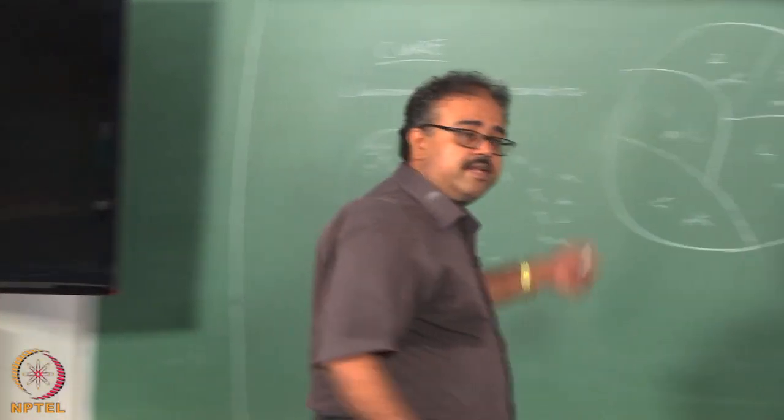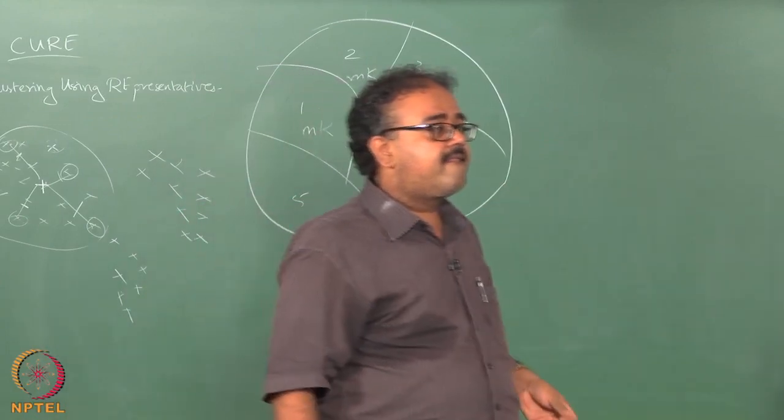Okay, good. So, any questions on this? Shouldn't we include the centroid as a representative?